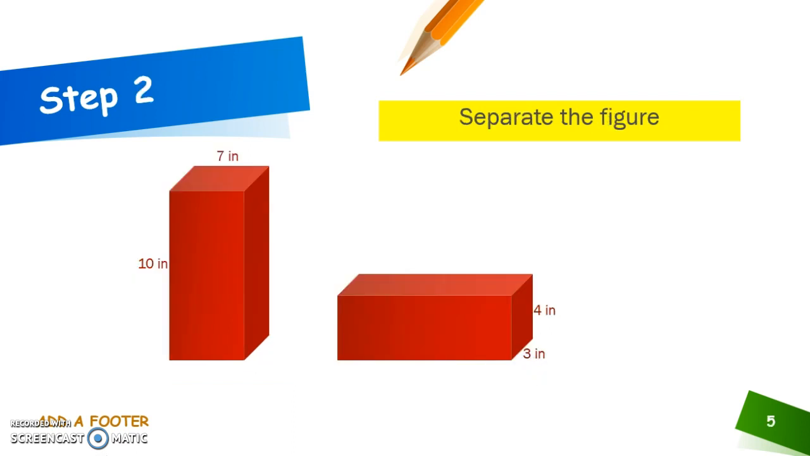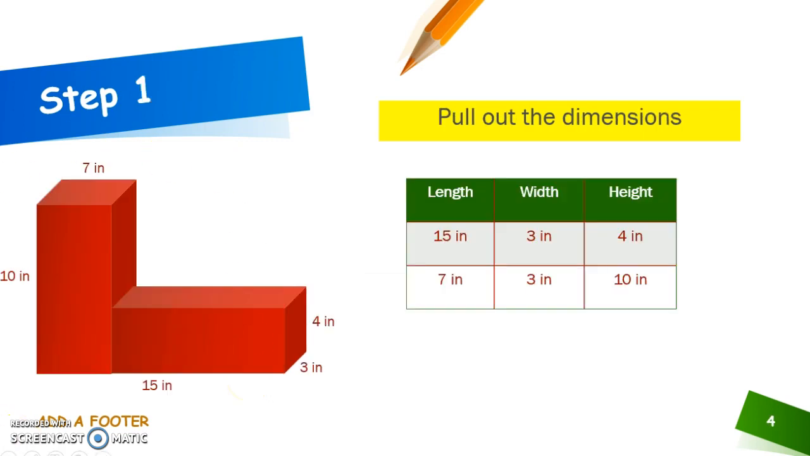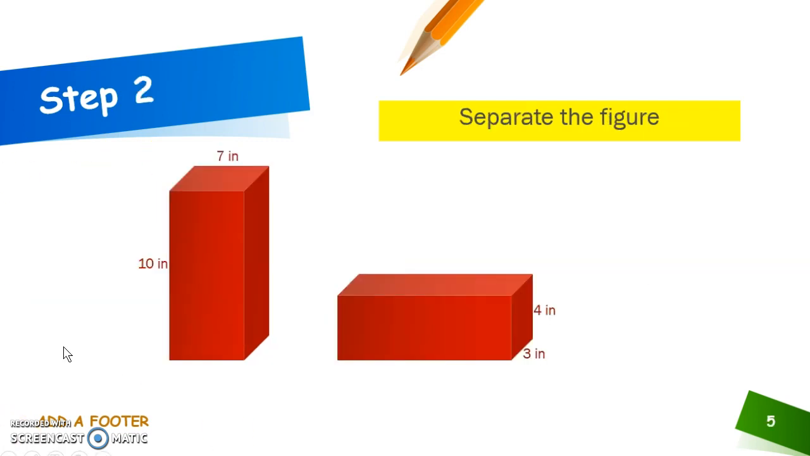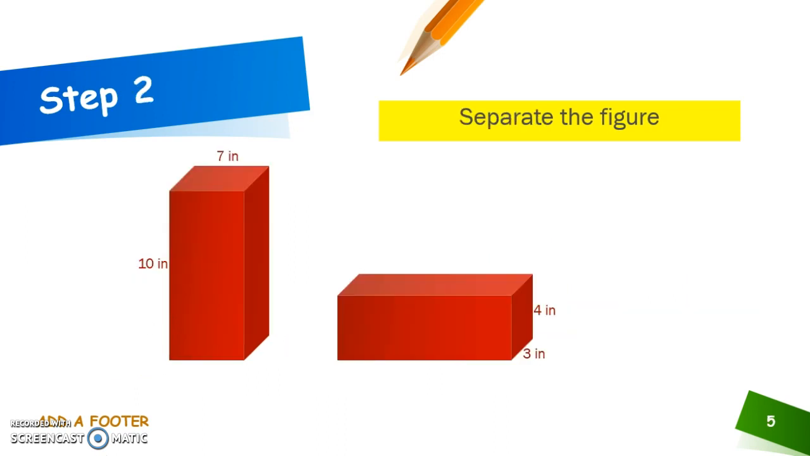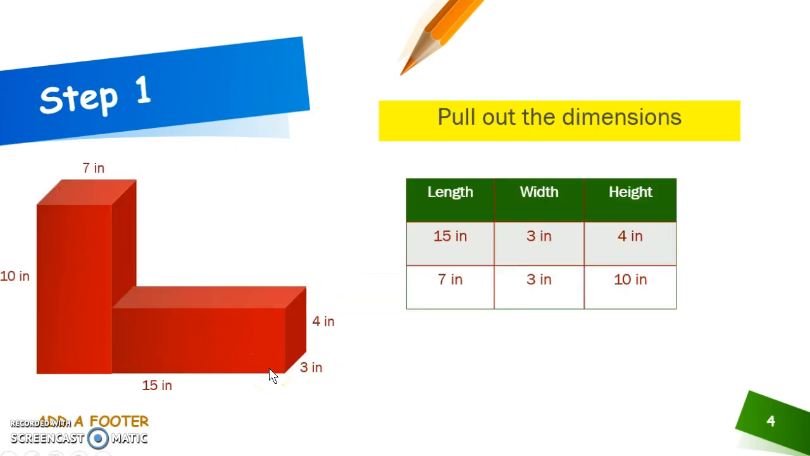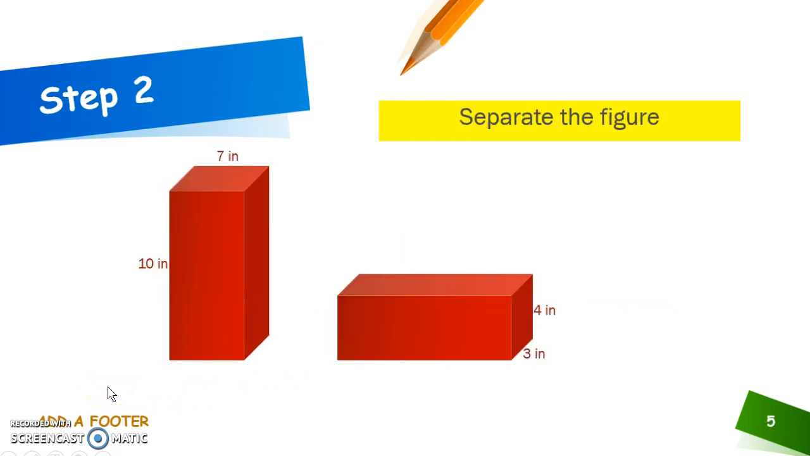Alright, step 2, to separate the figure. So you separate the figure like this. Let me go back to slide 1. Here's the figure together. Here's the figure separated. So the 10 inches, 10 inches, 7 inches, 4 inches, and 3 inches remains the same. But when I separated the figure, where it was 15 inches across here has been affected. So it can't be 15 inches anymore. Alright, so that's separating the figure.